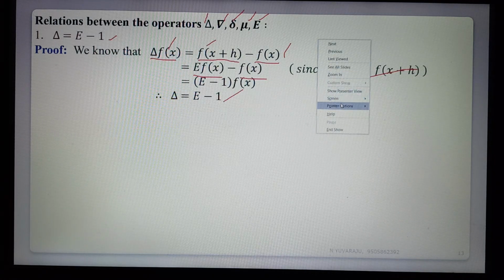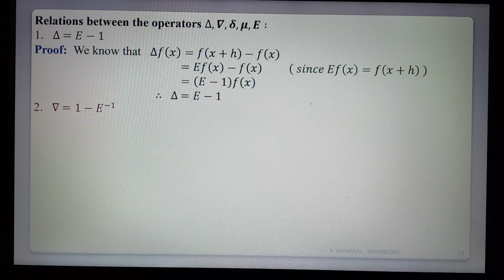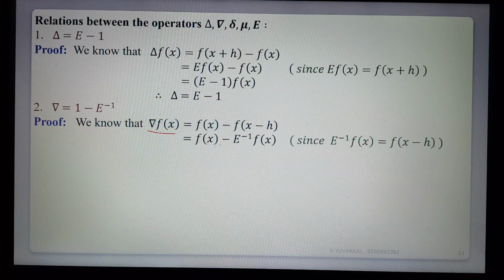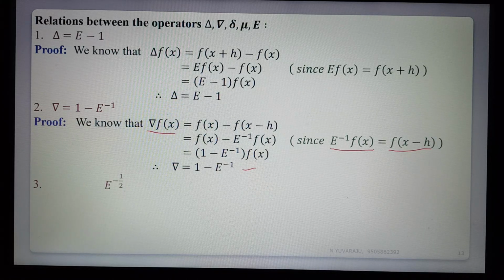Next, the second relation: nabla is equal to 1 minus E power minus 1. Nabla is the backward difference. Nabla f of x is equal to f of x minus f of x minus h. That is f of x minus E power minus 1 f of x, since E power minus 1 f of x is equal to f of x minus h. Taking f of x common, 1 minus E power minus 1 into f of x; cancelling f of x, nabla is equal to 1 minus E power minus 1.